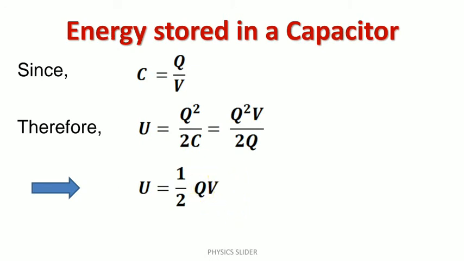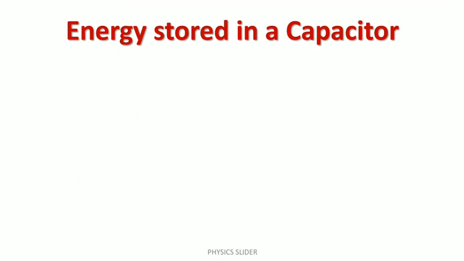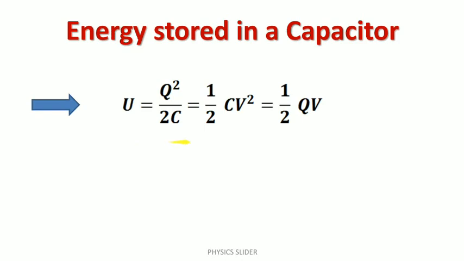So we have three formulae for the energy stored in a capacitor in different terms, and these are U is equal to Q square upon 2C, half CV square, or half QV. These are the three formulae that we have derived for the energy stored in a capacitor.